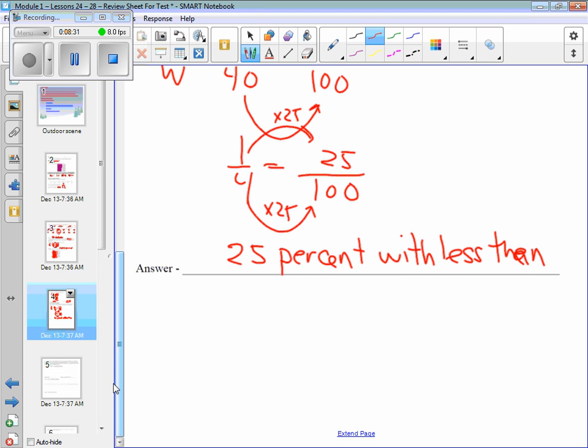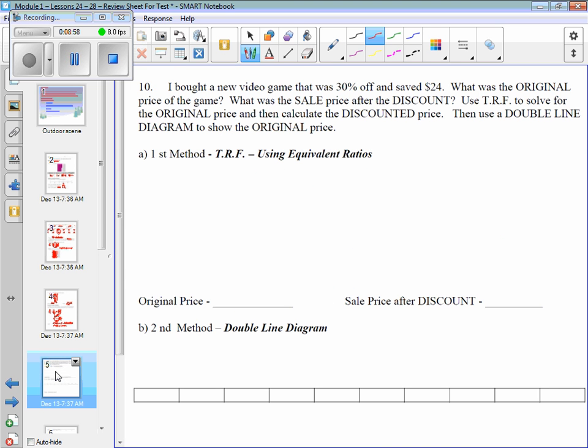Let me ask you this. If 25% have less than perfect vision, what percent has perfect vision? That's something you should be able to do readily in your head without having to do TRF. Kelly, 75%, because the two quantities have to add up to 100. You either have perfect vision or you don't. All right, number 10. Number 10 is wordy, but it's still a part to whole ratio.